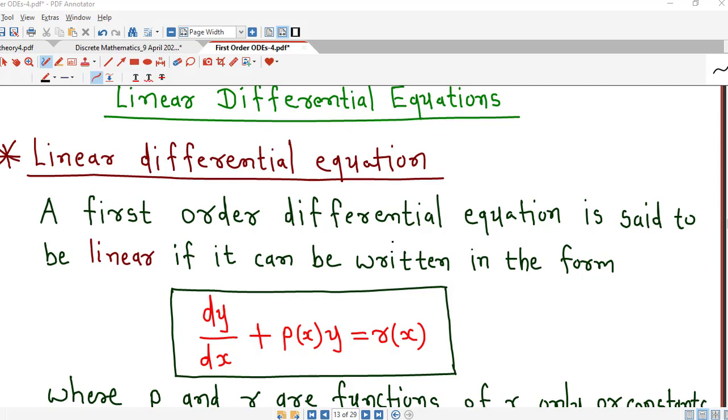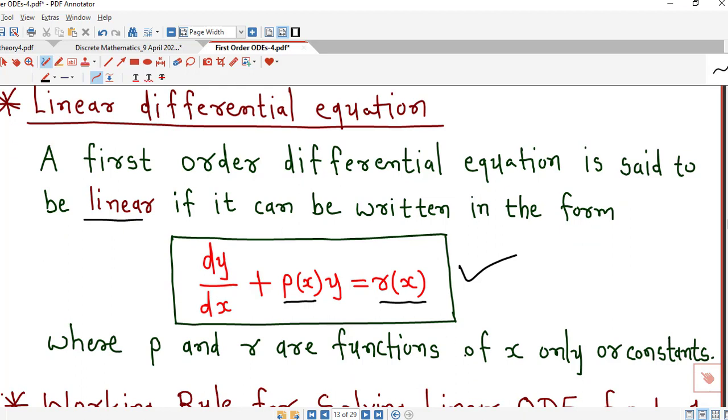A first order differential equation is said to be linear if it can be written in this form: dy by dx plus P(x), that is some function of x, into y equal to R(x), that is some other function of x. Here P and R are functions of x only or constants. So if our differential equation can be written in this form, then it is said to be a linear differential equation.